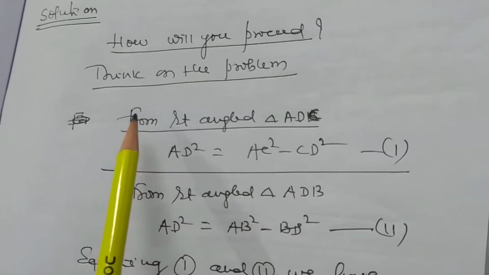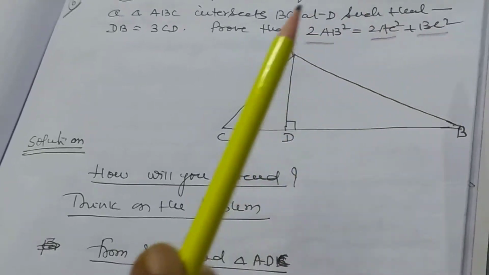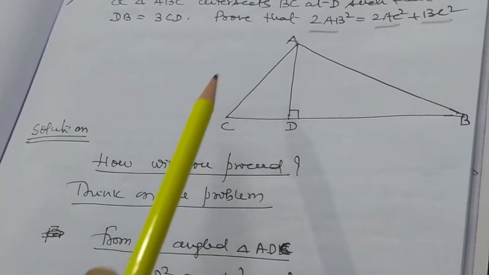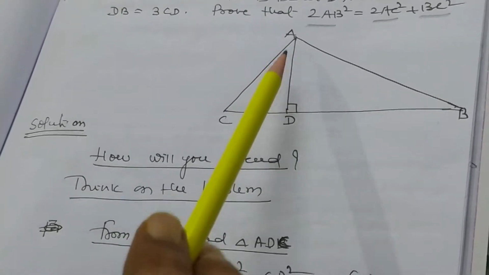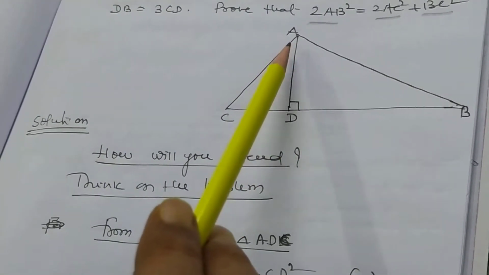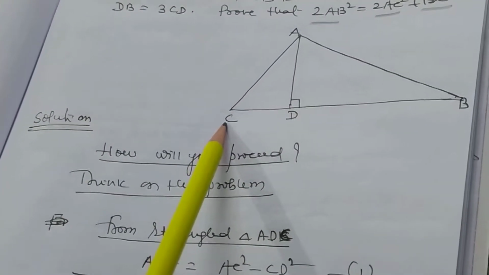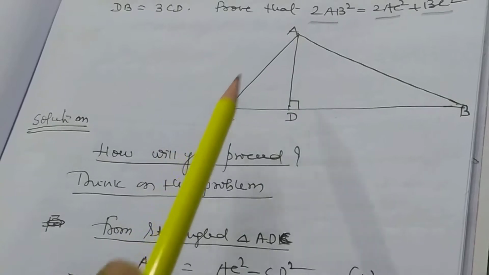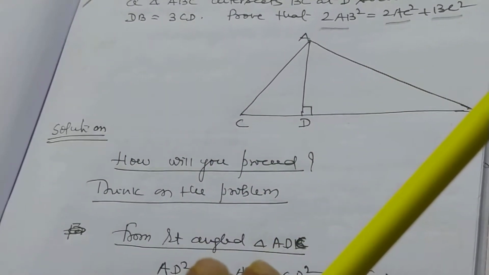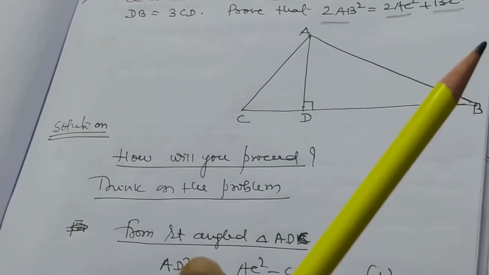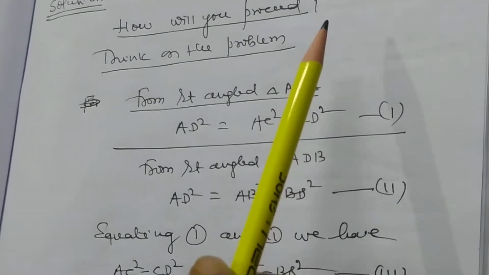Here you see that AB square, AC square, BC square. There is no AD. So we have to proceed in this way. In right angle triangle ADC, you find the value of AD. In right angle triangle ADB, you find the value of AD. And equating these two values, you will get the answer.